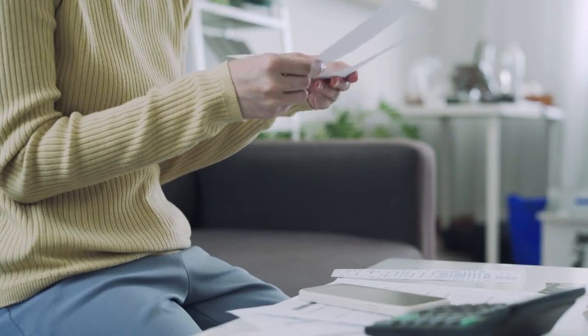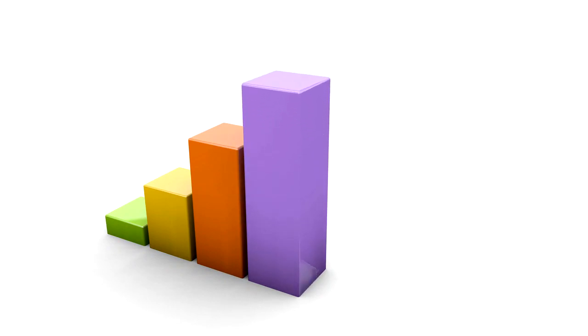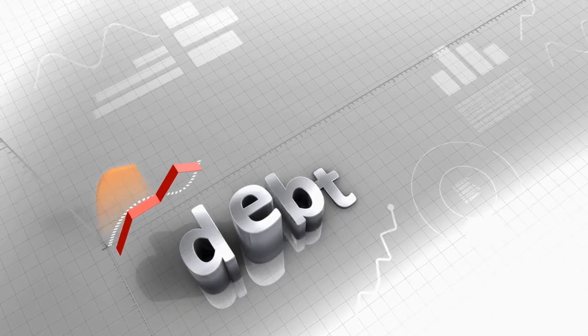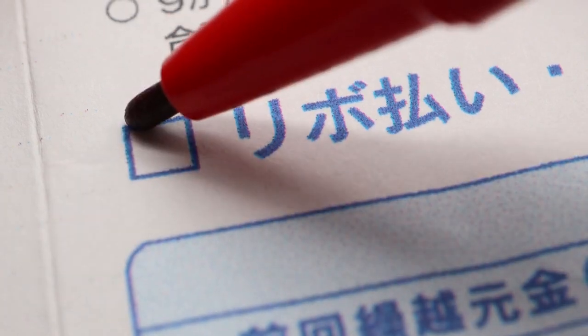The key is to find a strategy that aligns with your financial goals and motivates you to stay on track. Bi-weekly payments. Another effective debt repayment strategy is making bi-weekly payments instead of monthly payments. By making half of your monthly payment every 2 weeks, you'll end up making one extra payment each year. This can help you pay off your debt faster and save money on interest over time. Just be sure to check with your lender to ensure they accept bi-weekly payments and apply them correctly to your account.